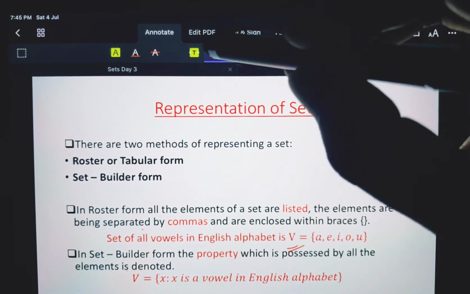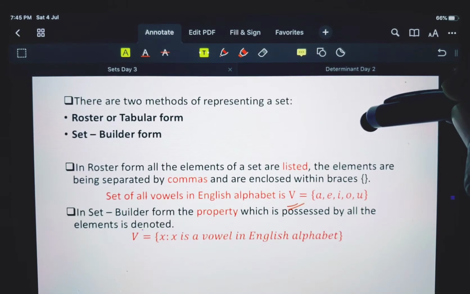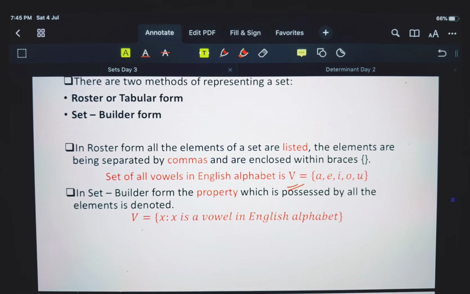Understood? Clear? Now let's move on to set builder form. Now what is set builder form? In set builder form, the property which is possessed by the elements is denoted.